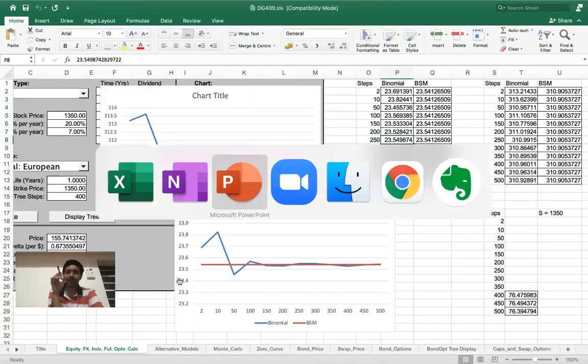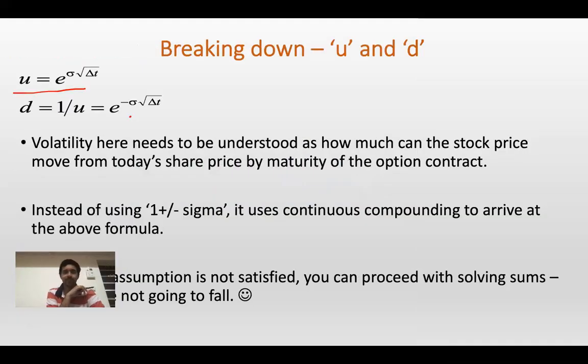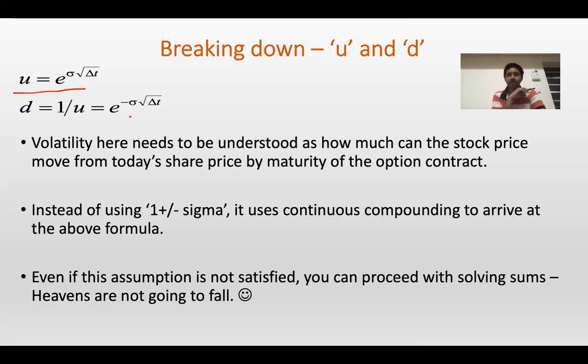Now, if I come back to the original PowerPoint presentation and we quickly go through this, volatility here needs to be understood as how much can a stock price move from today's share price by the end of the option contract. Today's share price is 50. The end of the option contract is 6 months. How much can the share price go, either up or down from today's share price?